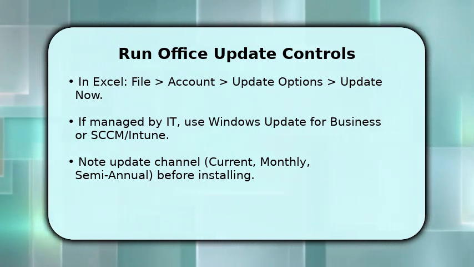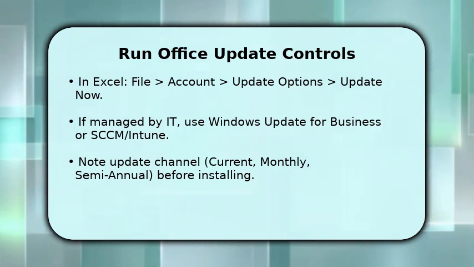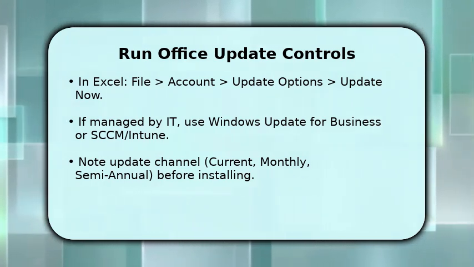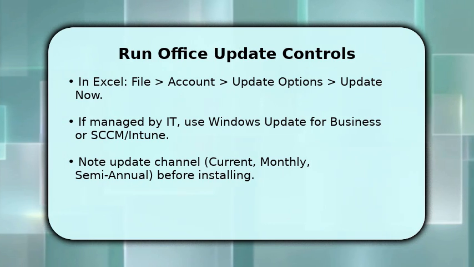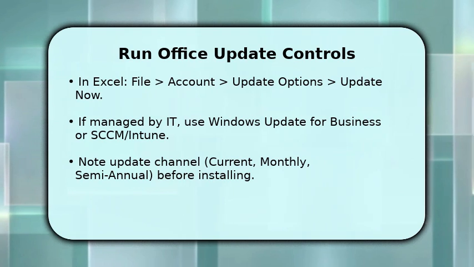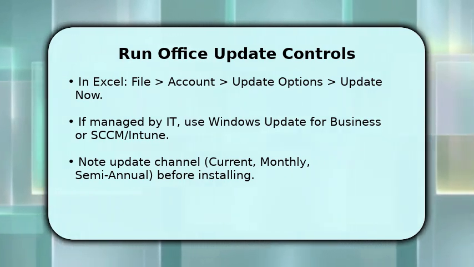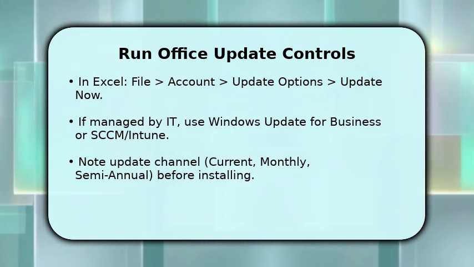If your device is managed, make sure to run the update via Windows Update for Business, SCCM, or Intune Portal as required. Make sure you note the update channel, current, monthly, or semi-annual, because that determines which features and fixes you receive. Once the installer finishes, restart Excel to complete the upgrade.